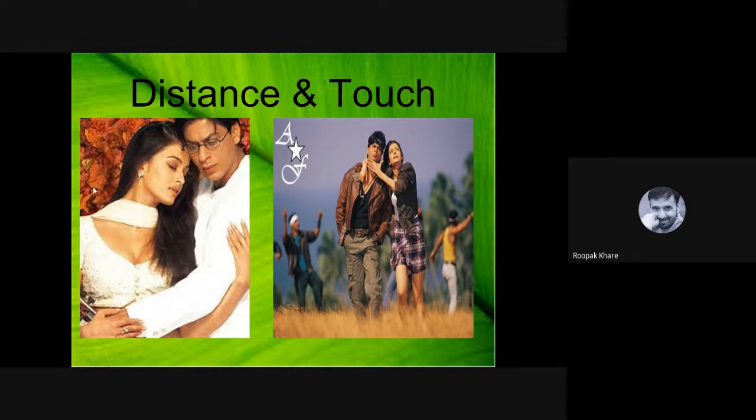The first picture is from the movie Mohabbatein, where both of them played romantic partners. While in the second picture, it's from the movie Josh, where both of them were playing a brother and a sister, right? So look at the distance between them. Here, the way they are touching each other and the way they're close to each other.